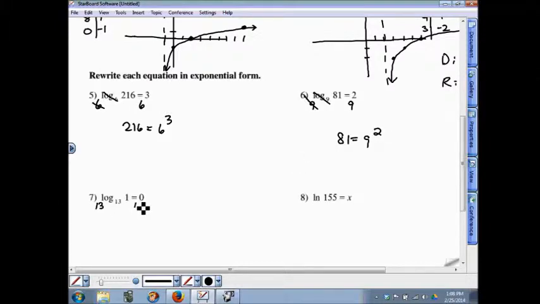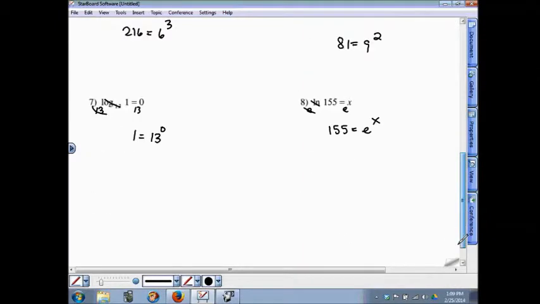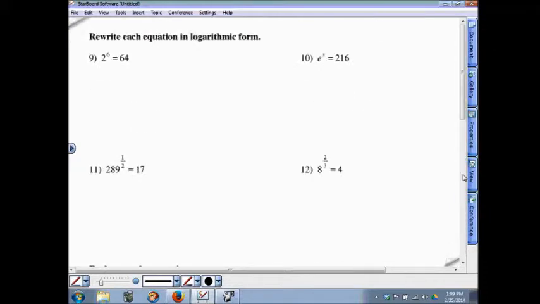Here you can use a base of 13. So that's gone. You have 1 is equal to 13 to the 0 power. Here you use a base of e. You have 155 equals e to the x. The next section is just doing the reverse.